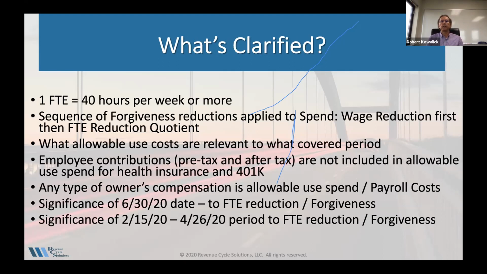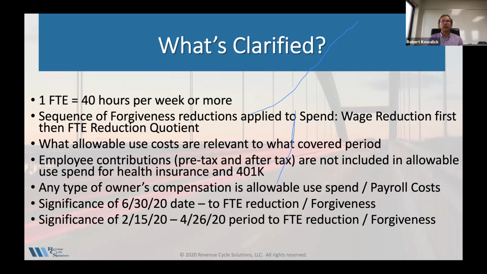One FTE equals 40 hours per week or more. There's no such thing as more than one FTE. Somebody working 60 hours a week is not 1.5, they are 1. But your employee has to work 40 hours a week to be considered one FTE.